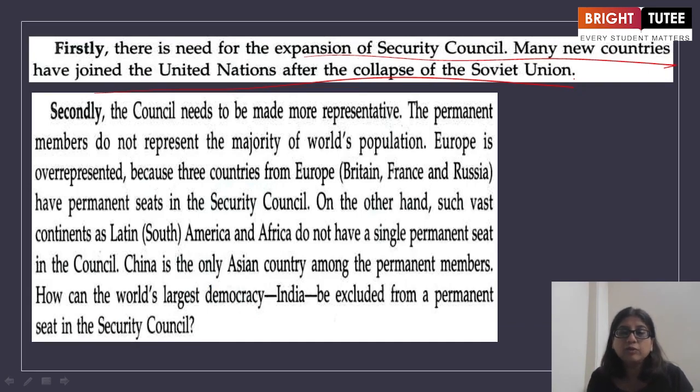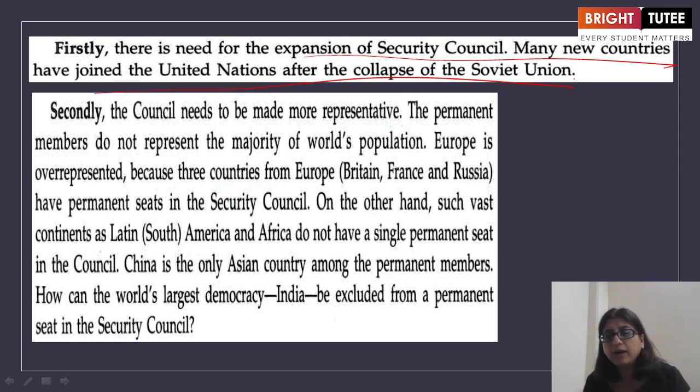The permanent members do not represent the majority of the world's population, and Europe is overrepresented because three countries from Europe, Britain, France, and Russia, have permanent seats in the Security Council. On the other hand, such vast continents as Latin America, South America, and Africa do not have a single permanent seat in the Council. And China is the only Asian country among the permanent members. How can the world's largest democracy, India, be excluded from a permanent seat in the Security Council? It is a big question.